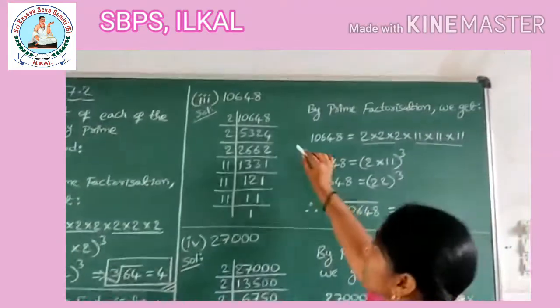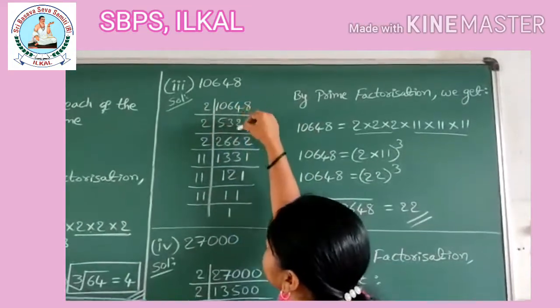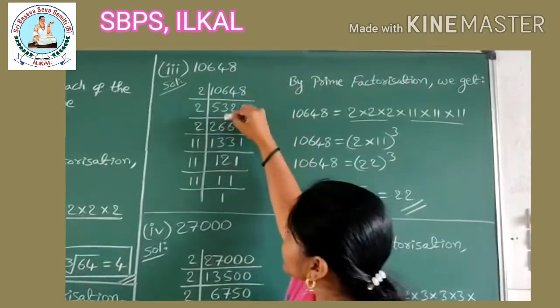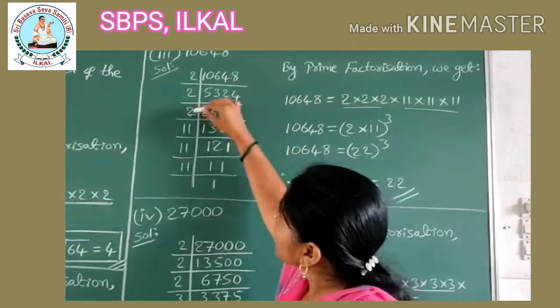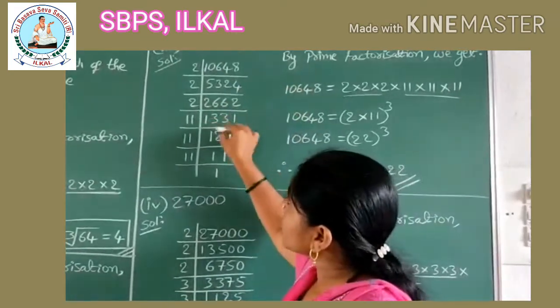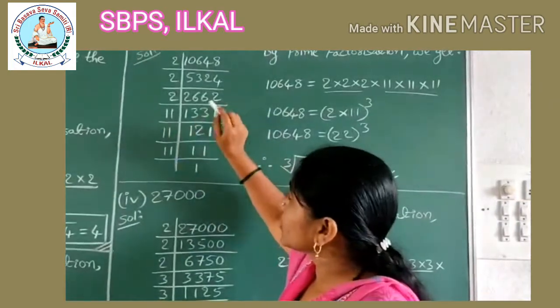Next one, 10,648. Dividing by 2 repeatedly, 1 will remain, again 1 remain. Now children, next prime number directly 11. It is 11 cube children, that's why.